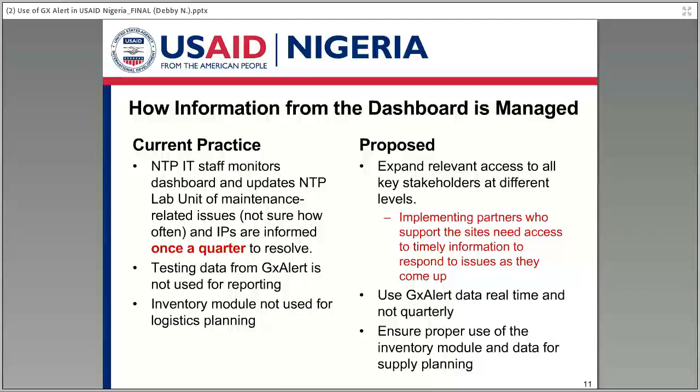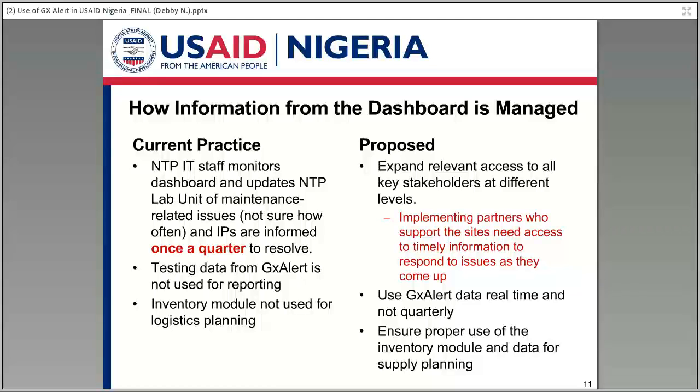The data that is available on GXAlert is not used for reporting currently. I don't think it's because not all the sites are connected. It's just because the program is used to reporting from the paper-based reporting system. Like I said before, we're still not using the inventory module, so logistics planning isn't done based on the real-time data that we have from GXAlert.